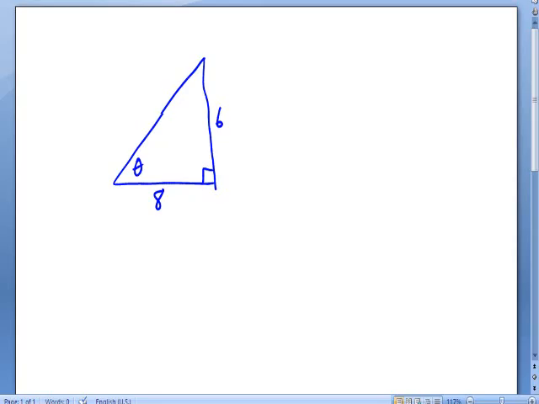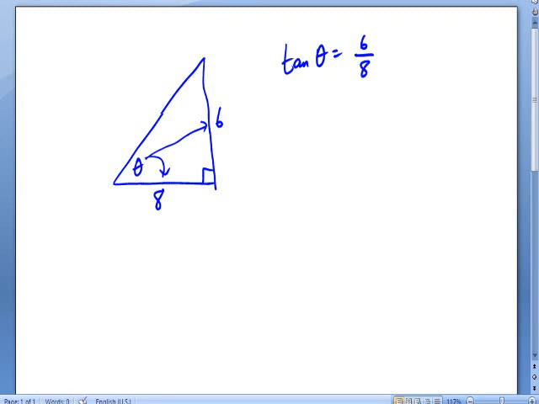Well, it's really not too hard. We still start with the same approach. I know I have in this problem the opposite side 6 and the adjacent side is 8, so I start with the tangent function again. Tangent of theta, opposite over adjacent, so 6 divided by 8.